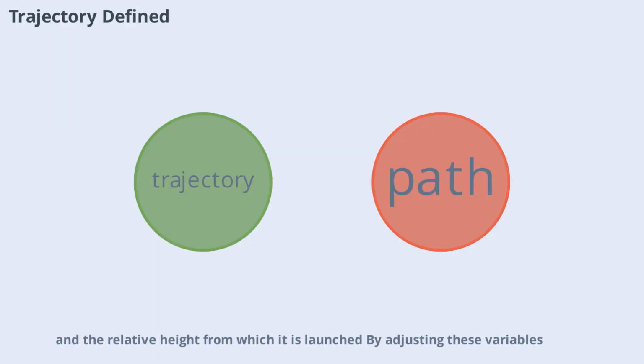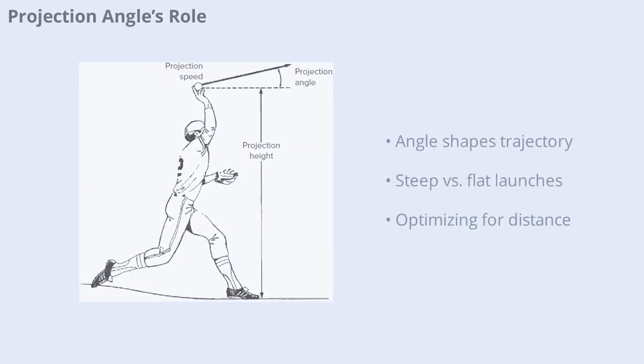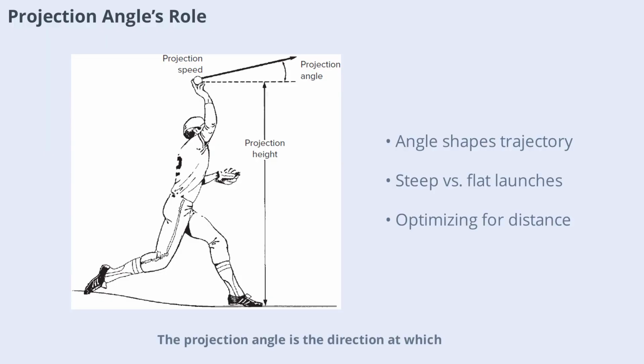By adjusting these variables, we can alter the shape and distance of the trajectory, which is why understanding them is so important in biomechanics and sports science. Projection angle is the direction at which an object is launched relative to the horizontal. This angle plays a crucial role in determining the shape and distance of the projectile's path.